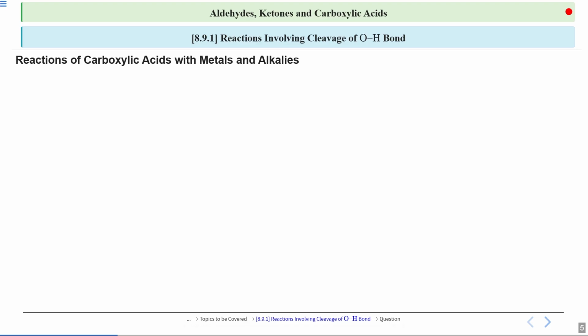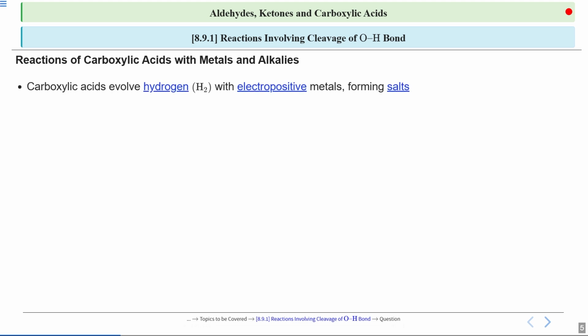So first we are going to discuss the reactions of carboxylic acids with metals and alkalis. Carboxylic acids react with electropositive metals to evolve hydrogen gas and form salts. Now this is very similar to how acids react with metals, where the metal displaces hydrogen from the acid.